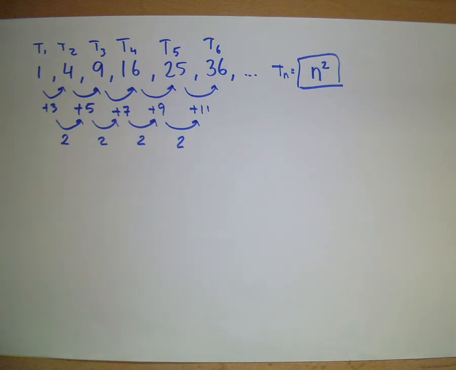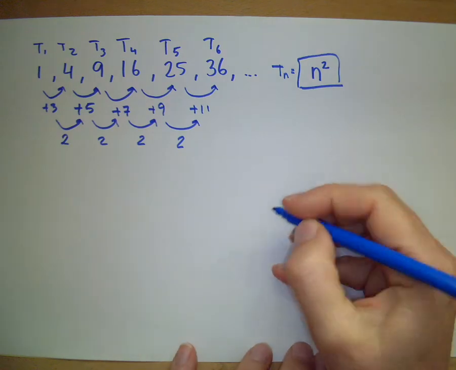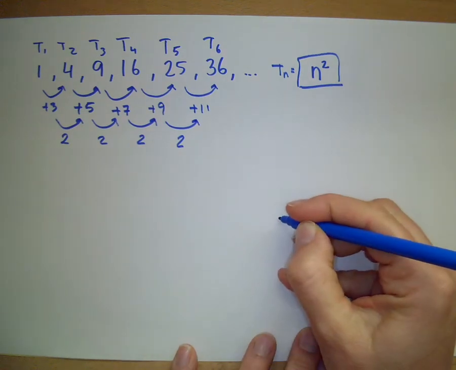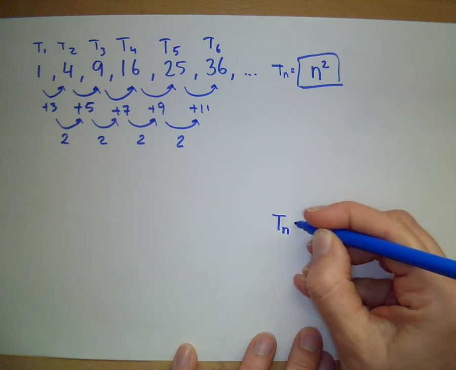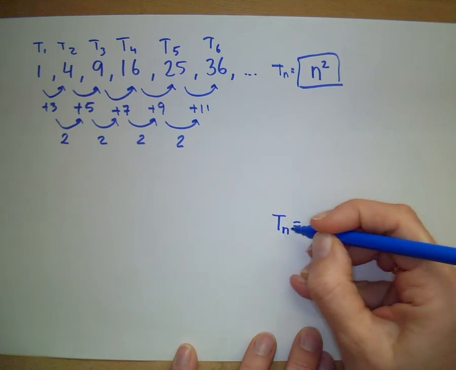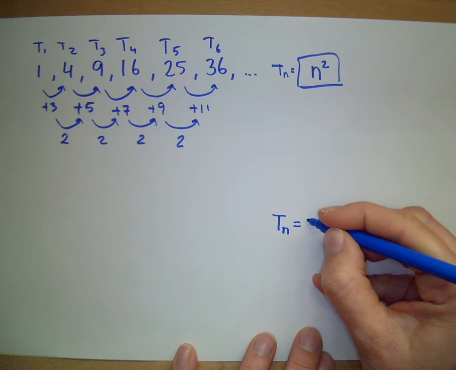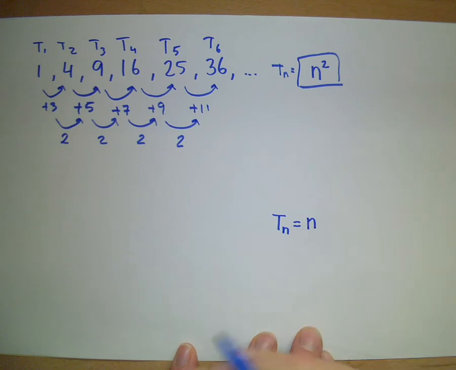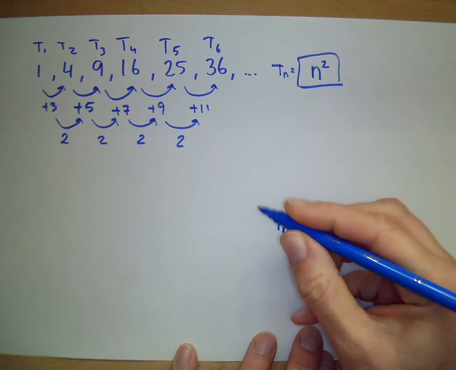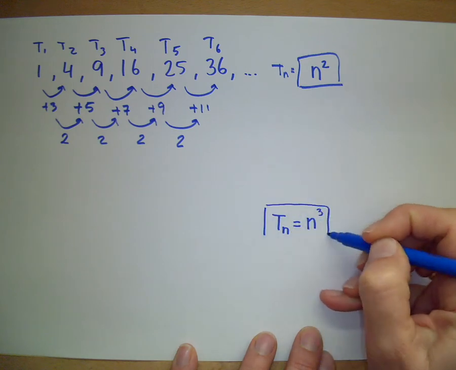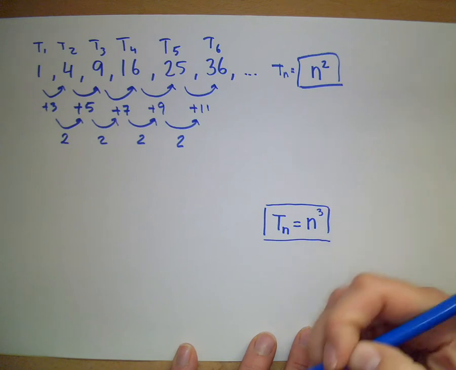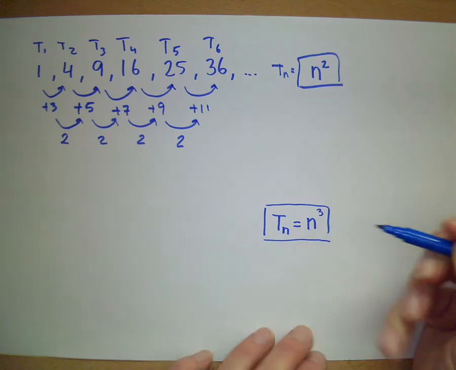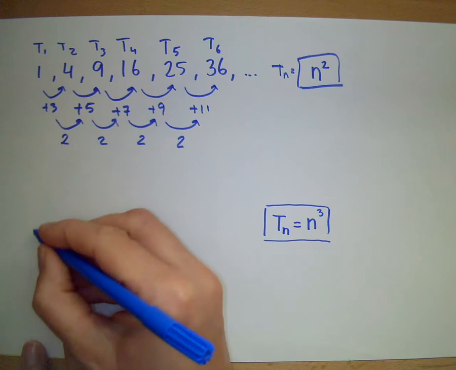Let's see if we can find a similarly cool pattern in the cube numbers. Any term in the sequence of cube numbers would be the number of the term cubed, right? So the first term would be 1 cubed, the second term would be 2 cubed, the third term would be 3 cubed, etc. Let's write the numbers.